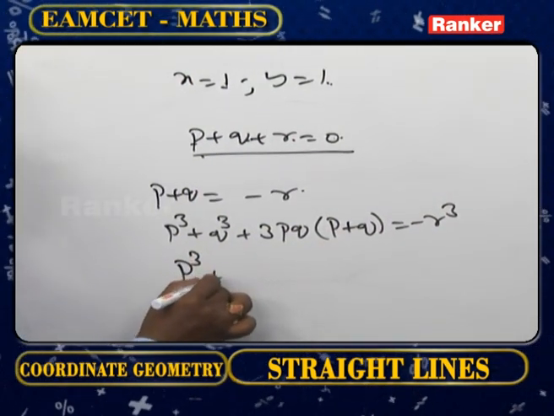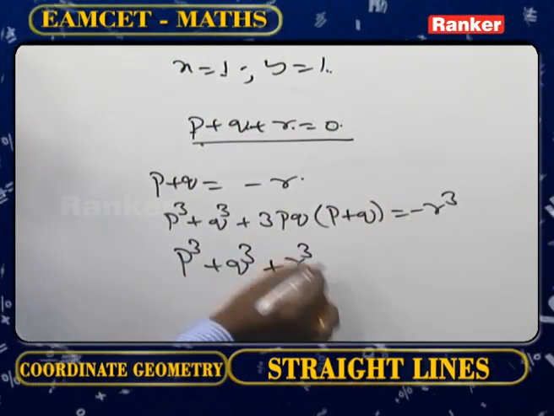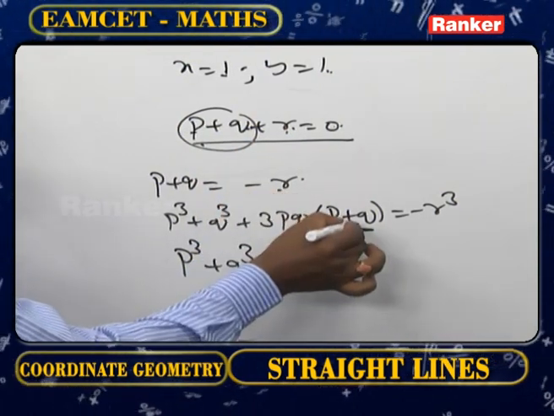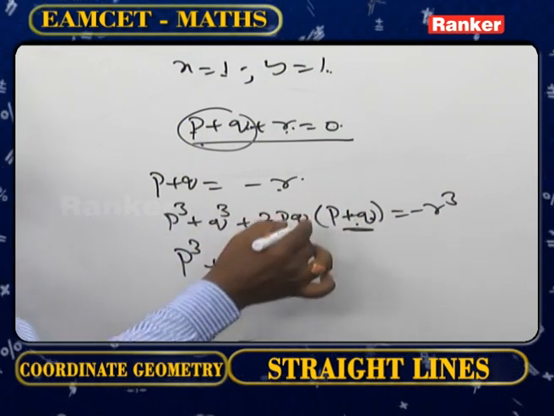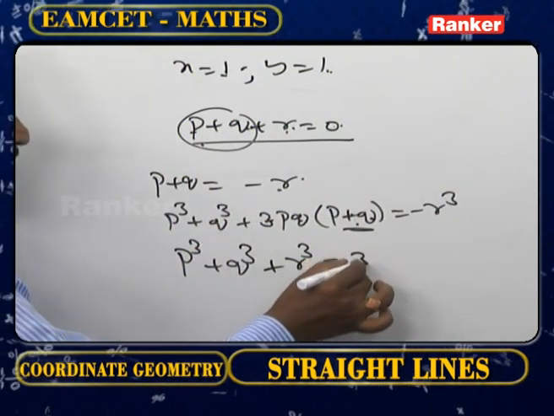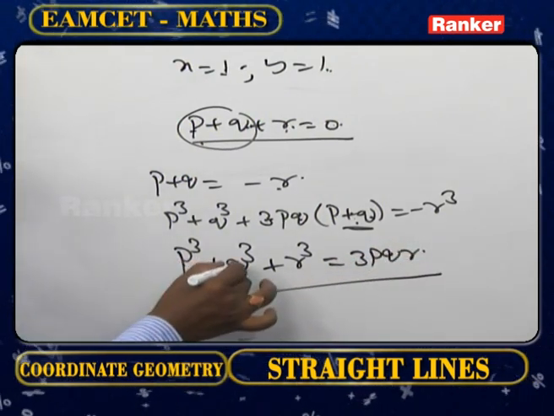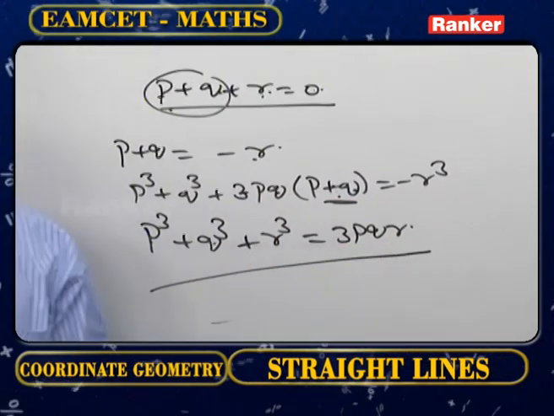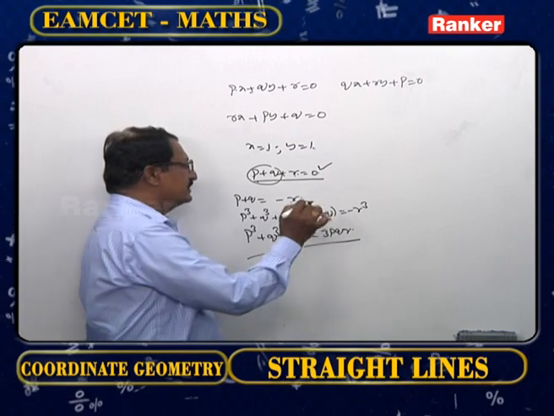P cube plus Q cube minus R cube, take left side, plus R cube. But P plus Q equals minus R, replacing 3PQ into minus R minus 3PQR. Now taking right side, we get 3PQR. Now P cube plus Q cube plus R cube equals 3PQR. Now the second option is also correct. First option correct, second option correct.